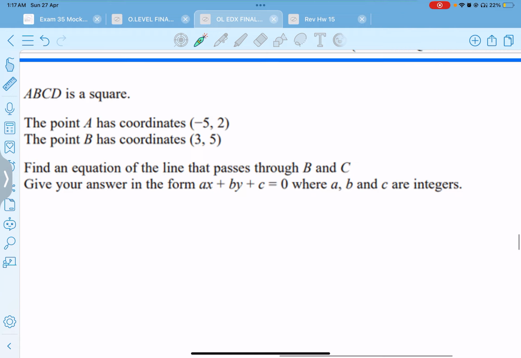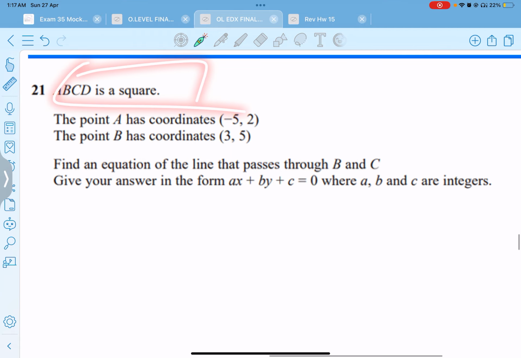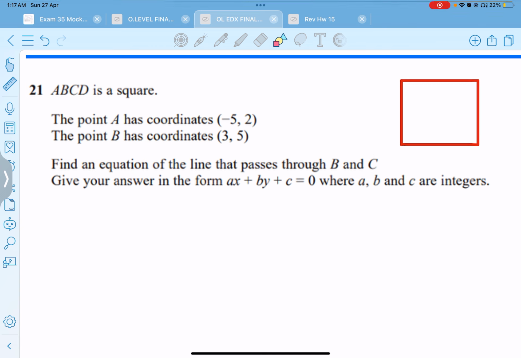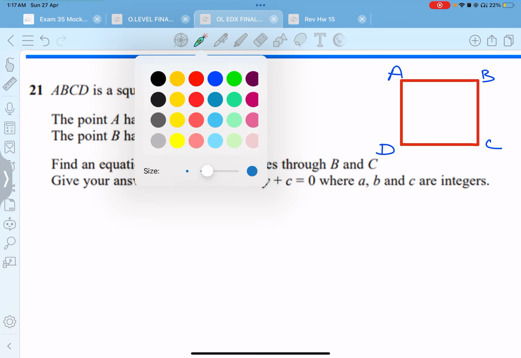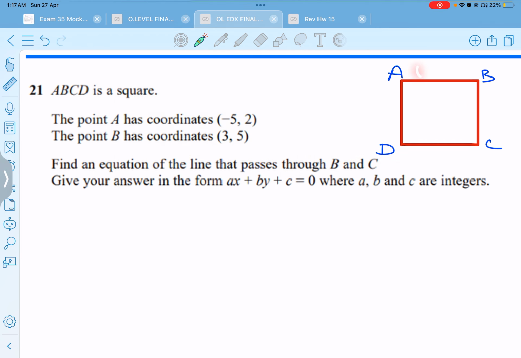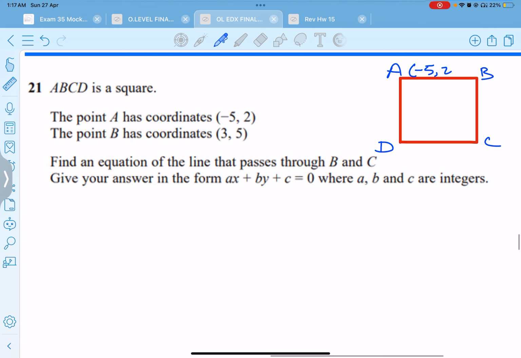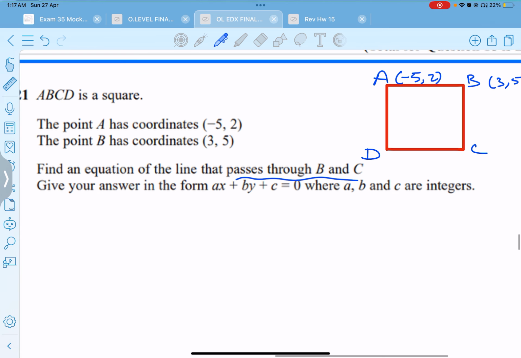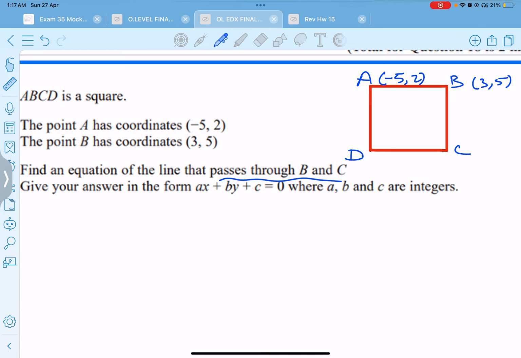And here A, B, C, D is a square. Better to write it clockwise, the numbers in this direction. Then A is negative 5, 2, and B is 3 and 5. Find the equation of the line that passes through B and C. It's basically this one. I need to find the equation for this line.